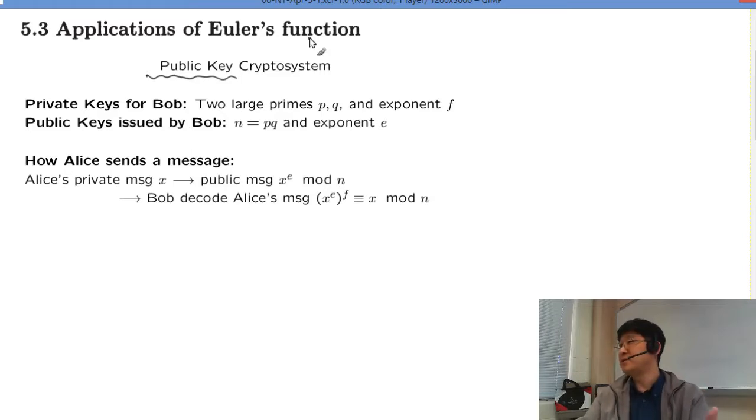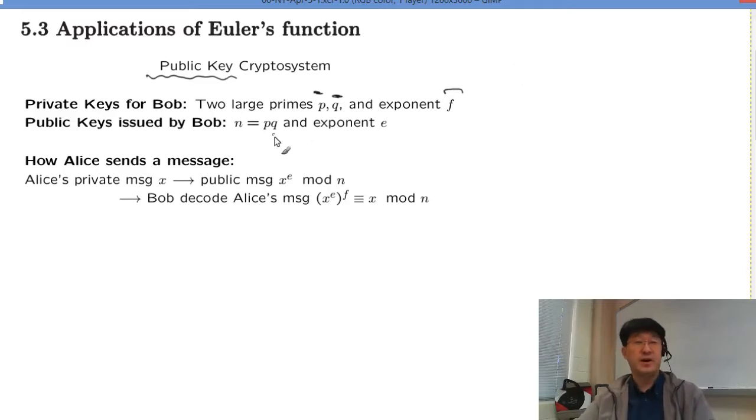All right, Bob is announcing the following. Here's public information. You can use that to send me information. So Bob has these private keys. Nobody knows this one. Bob has this large prime P, like a 3,000 digit long prime. Q is another 5,000 digit long prime number. And whatever this F is going to be, an exponent, right? And the world does not know these three things.